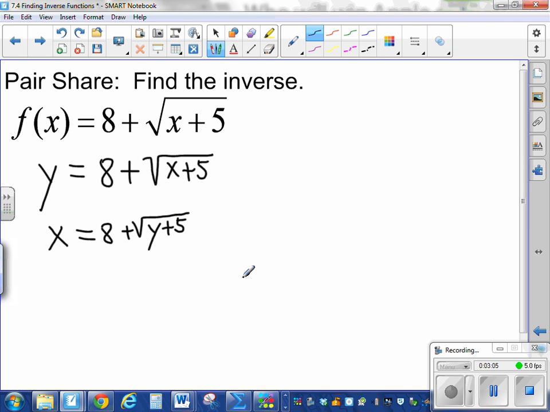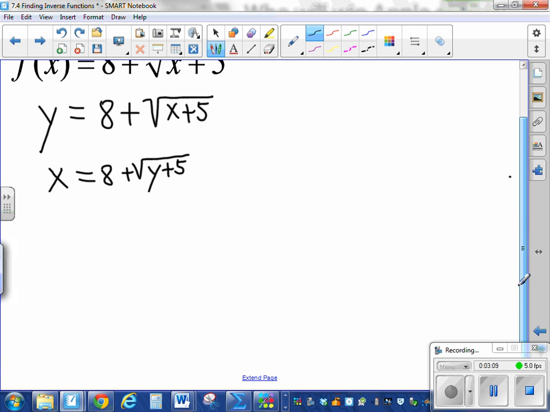All right, so now the hardest part about this is just going to be knowing when to get rid of which of the operations. We're going to get rid of this 8 first. It's 8 plus this stuff, and it's a positive 8, so we're going to do a minus 8 to get rid of it. So minus 8 on this side. So this is going to be x minus 8 equals, these two are equivalent to 0, so we're left with the square root of y plus 5.